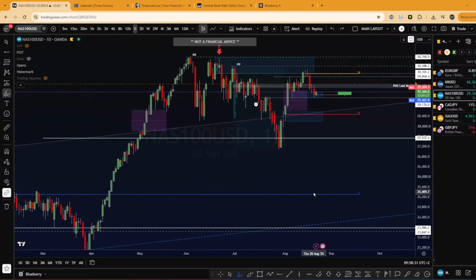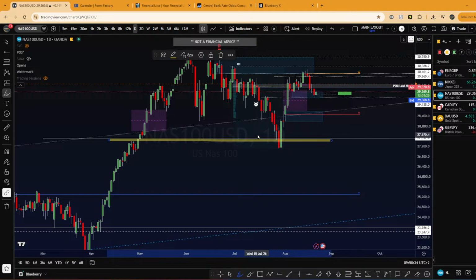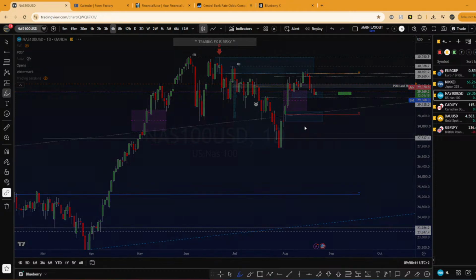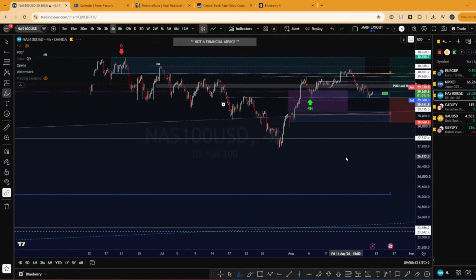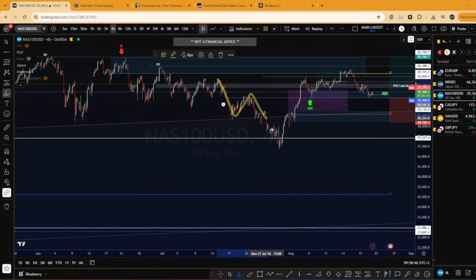So very interesting. This level I marked up on the higher time frame, we hold, we rebound off of this level. So if I go to the 4 hour, you see that the structure has shifted. We broke this previous high. Now I want to see some retracement, and then I need to find some higher low forming, and then get Nasdaq on a buy position again.